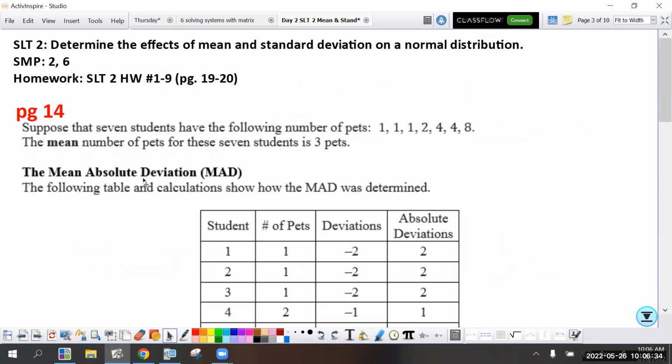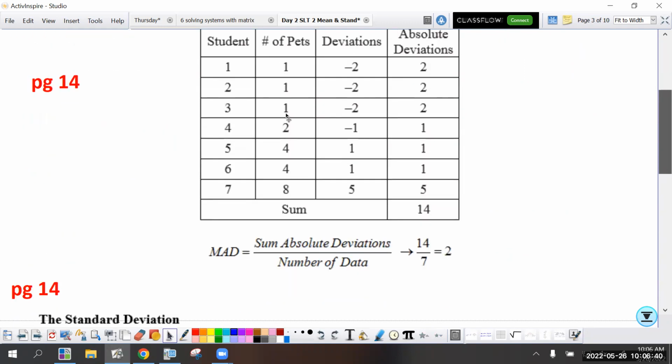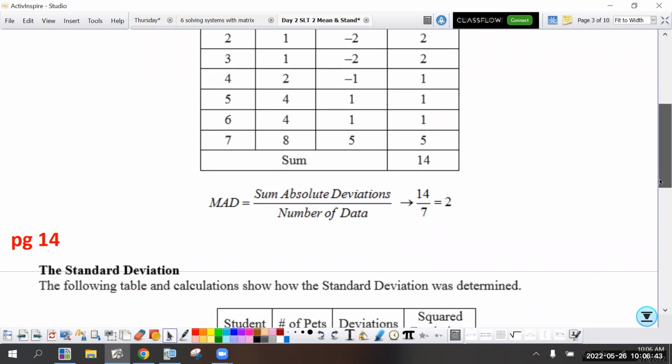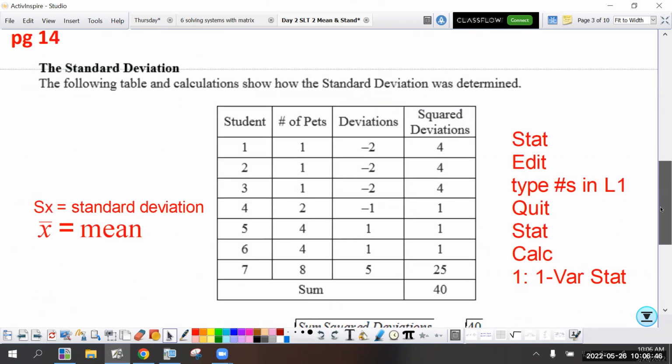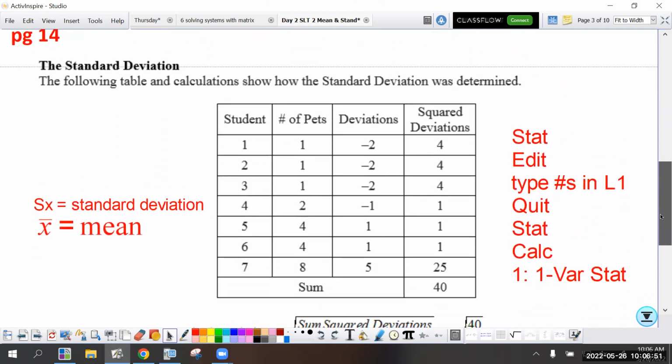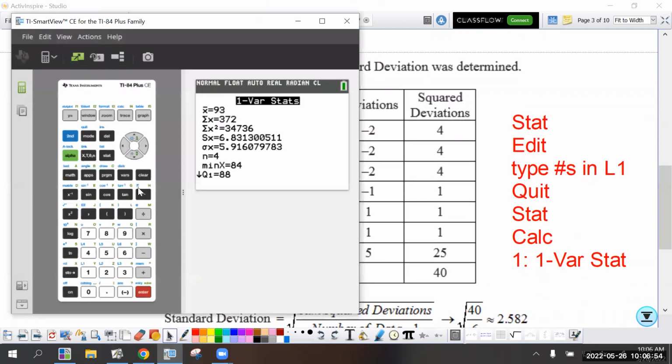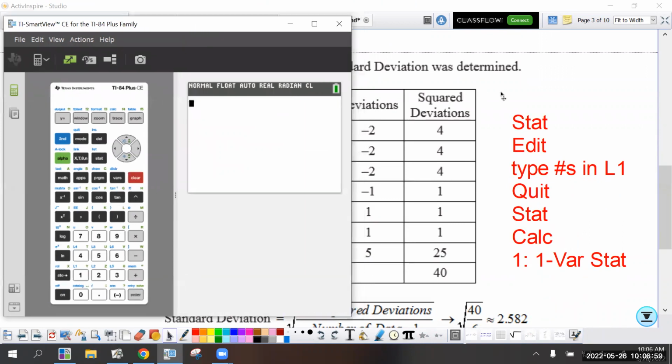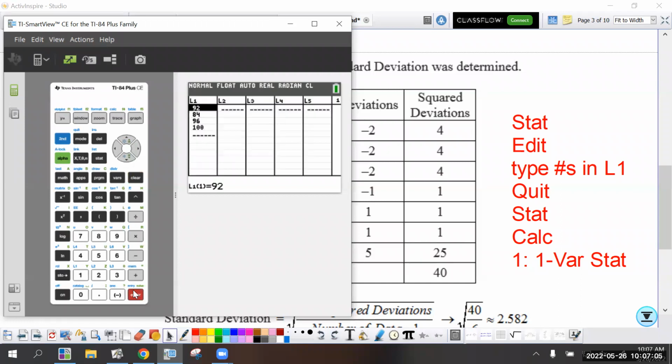All right, so we're on 14, we're going to skip this mean absolute deviation. I'm going to scroll down to the bottom. And let's practice one more time in our calculator to see if we can get the standard deviation. So bring your calculator back up. I'm going to hit clear, get rid of the calculations from before. We're going to go to stat, edit. And now to get rid of all this data, we're going to do clear, enter. Do not press delete. Clear, enter.